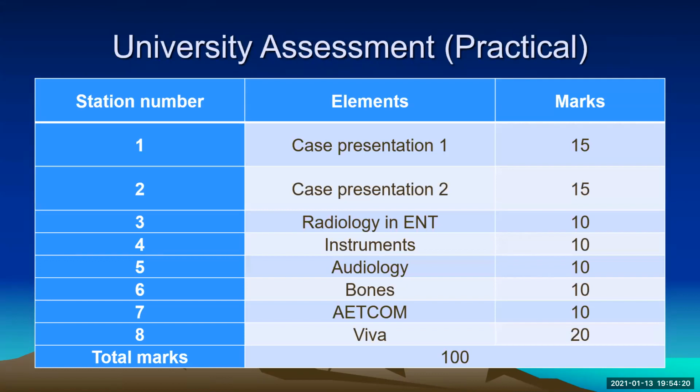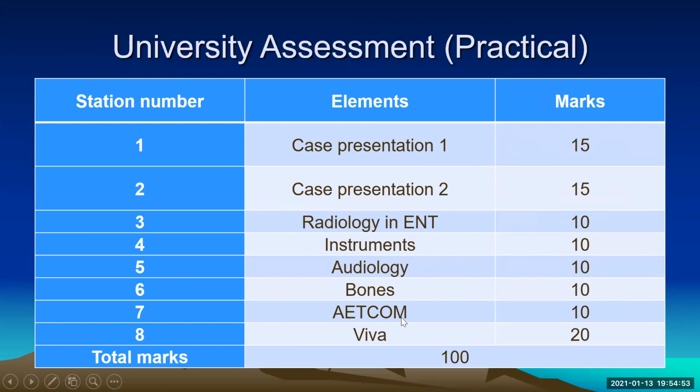Now regarding the university assessment practical, again it will be of 100 marks, and I have divided it like this. Up till now it was 40 marks, rather 30 marks for us, because 10 marks were for Viva. So we used to take only one case presentation. But now, since the marks have increased, we can have 2 case presentations of 15 marks each. Then radiology, that is X-rays in ENT or ophthalmology, can be 10 marks. Instrument 10, audiology 10, then bones 10.